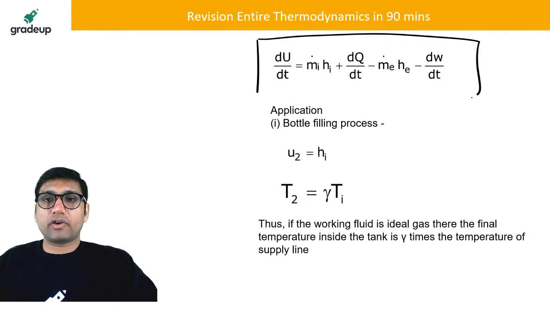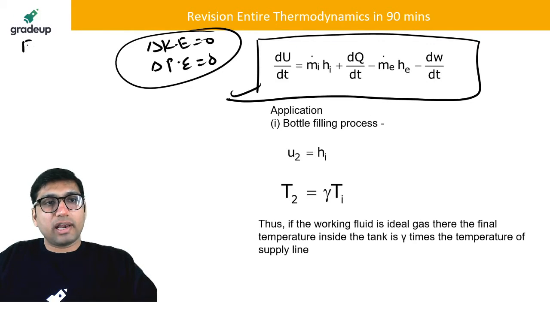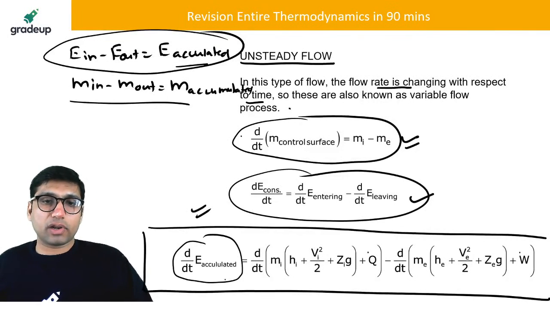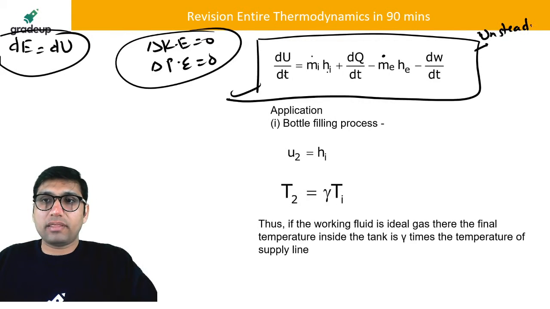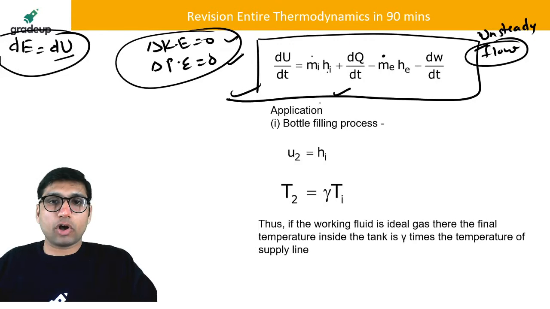In the unsteady flow, the final equation you will be getting is this: if changes in kinetic energy and changes in potential energy are neglected, and the total energy is equal to only total internal energy, then this will be dU/dt equal to Σ ṁi hi plus dQ/dt minus this. Okay, this is the equation you will be getting for unsteady flow. This is the unsteady flow equation, the first law of thermodynamics for unsteady flow in an open system. Now, what are the applications of the unsteady flow?